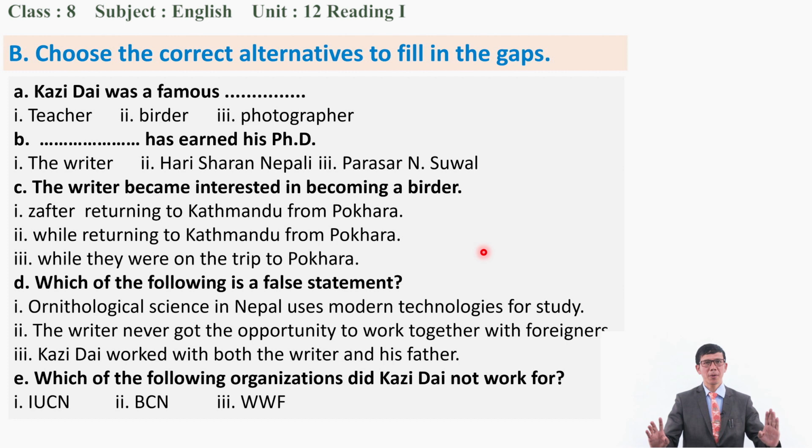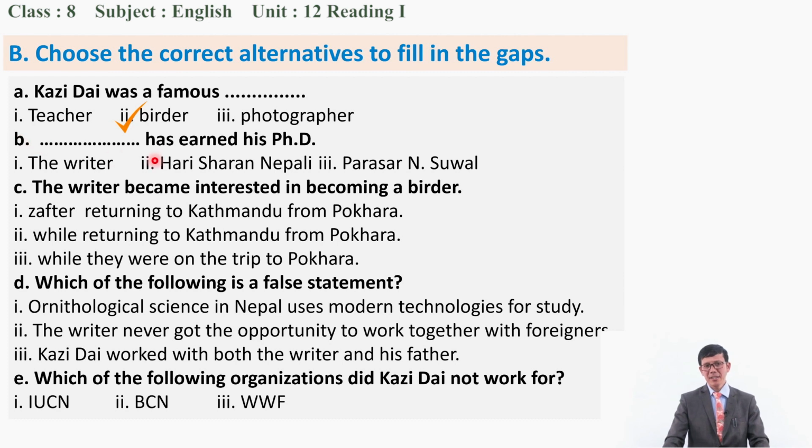I guess you are pretty clear. Now please tell me, are you all ready? Let's see. A. Kajidai was a famous, please tell me, teacher, birder, photographer. Who was Kajidai? Excellent. So, Kajidai was a famous birder. We just read about Kajidai. He was a famous birder.